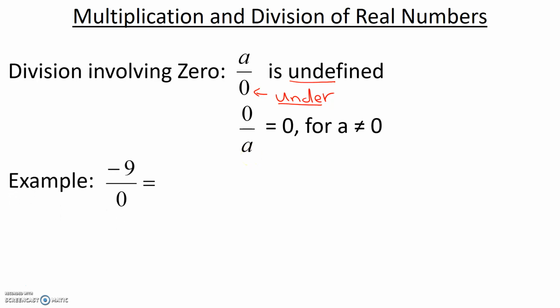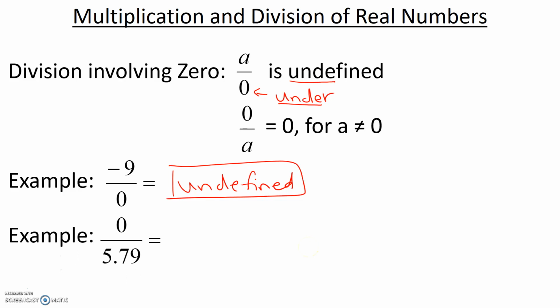For example, negative 9 divided by 0. Because we're dividing by 0, in other words, the 0 is under the denominator, under the fraction, this will be undefined. In the next example, 0 divided by 5.79, if the 0 is on the numerator or above the fraction, then the answer will be 0.